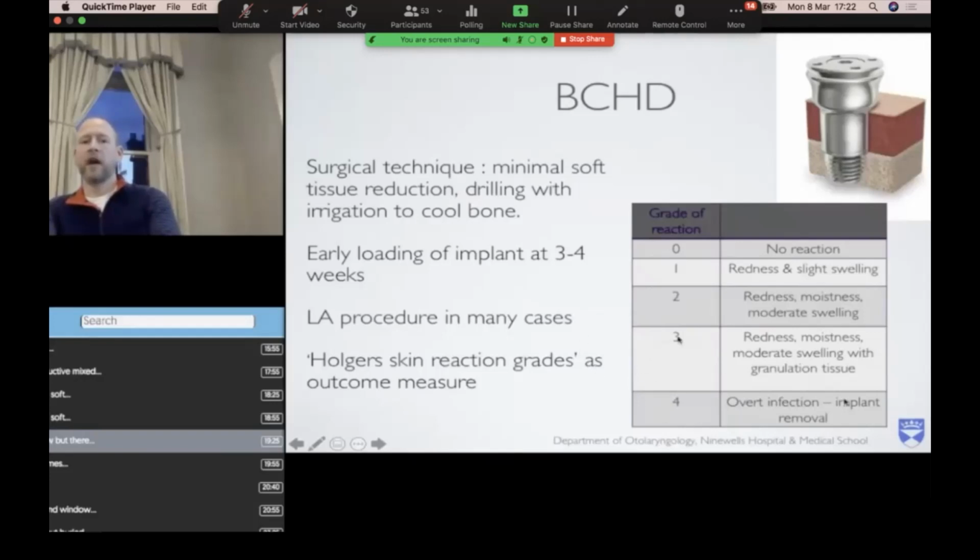I think overall the figure of implant loss in BAHA is about 8%. That's obviously higher in kids, even higher in kids with syndromes, but overall your figure will probably be about 8%. So that's where the implant gets so infected or actually falls out. That's a big series.